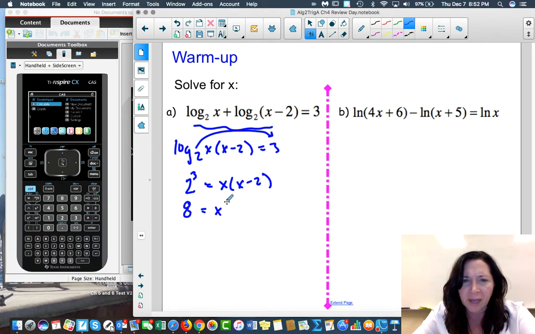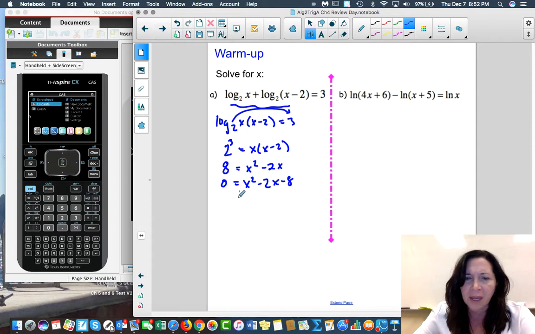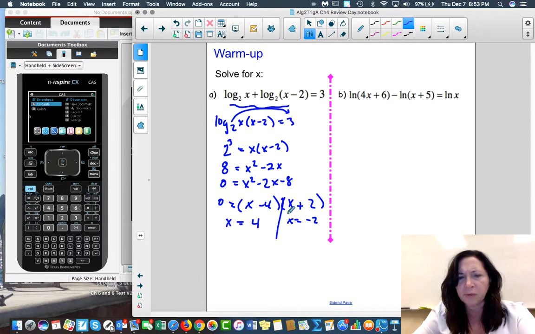So we have x squared minus 2x. You're going to need to set this equal to 0. So you have x squared minus 2x minus 8, and then you have 0 equals x minus 4 times x plus 2. When you split this up, you are going to get x is equal to negative 2 and x is equal to 4.